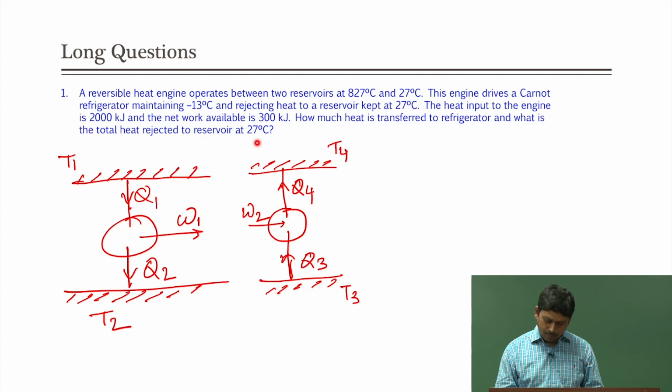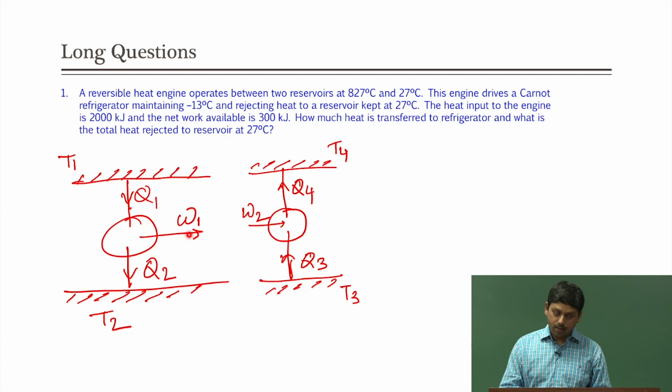and how much heat is transferred to the refrigerator which is Q4, and what is the total heat rejected to the reservoir at 27 degree centigrade. So, this is Q4 because this is minus 13 degree centigrade, and how much heat is transferred to the refrigerator is the W1 that we have to get. Okay. So, basically you have to calculate Q3 and Q4. So, let us do that.